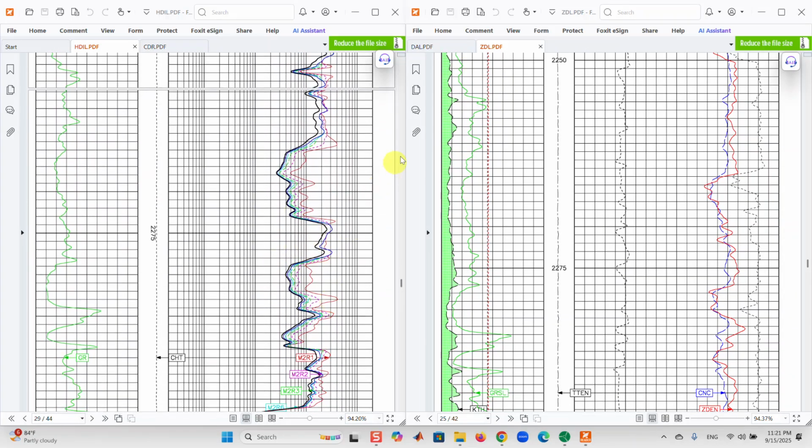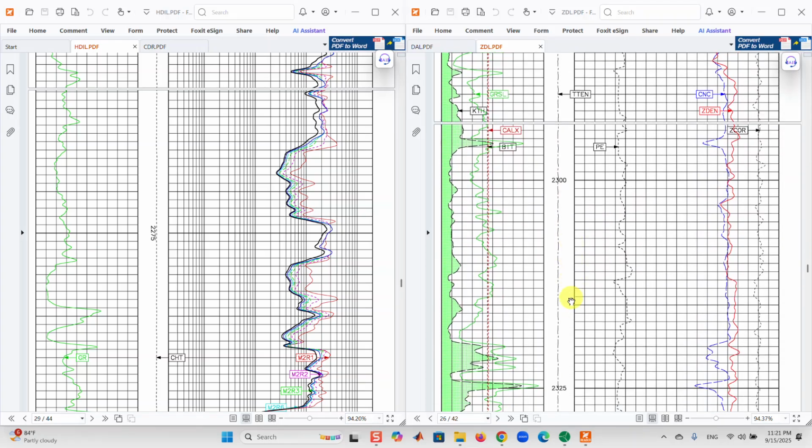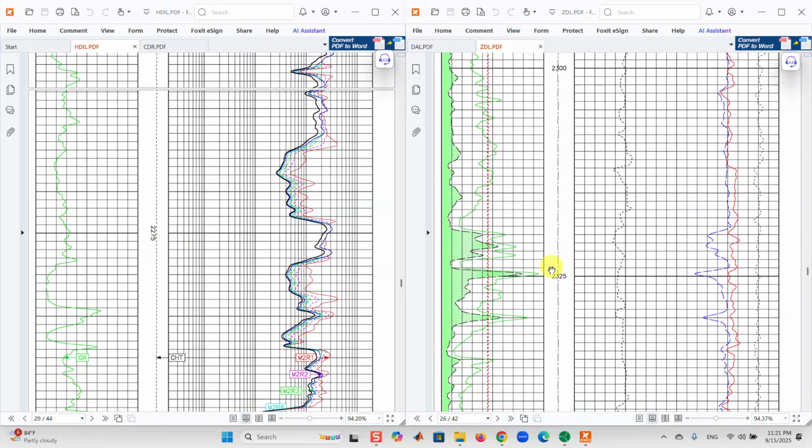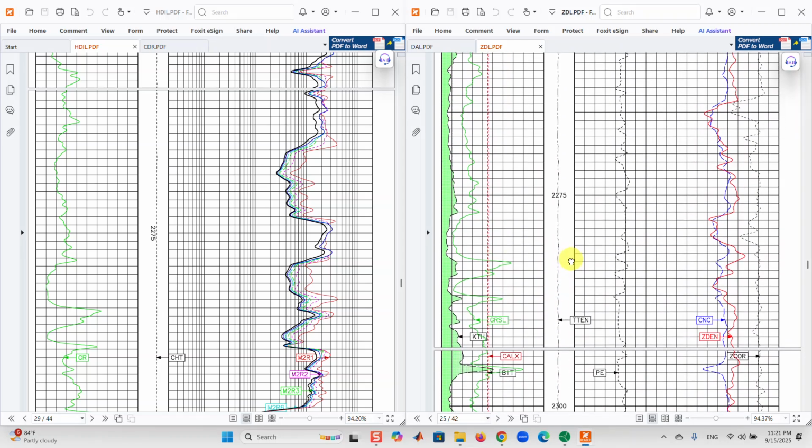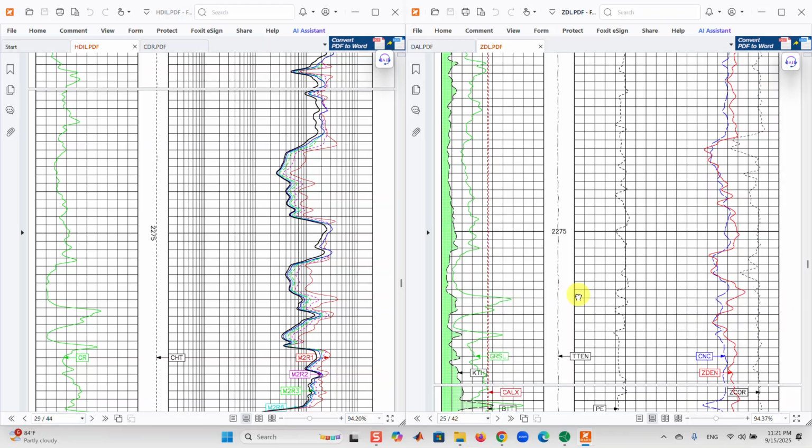Let's check this peak at 2275. This valley of gamma ray can be seen at the spectral gamma ray of the nuclear set. We have about 1.2 MDD difference between the two sets.